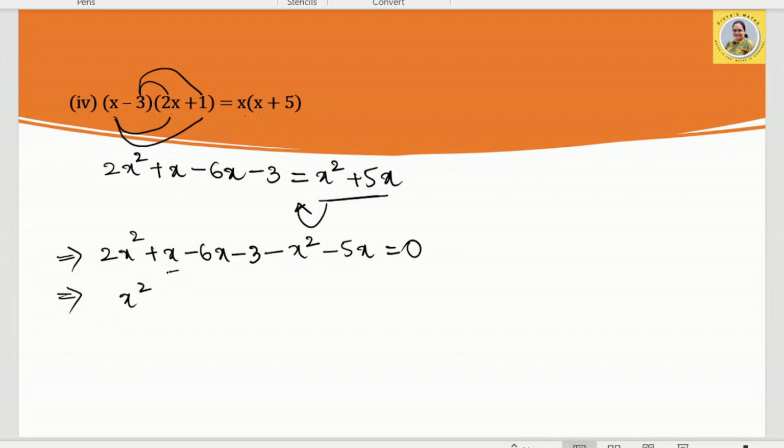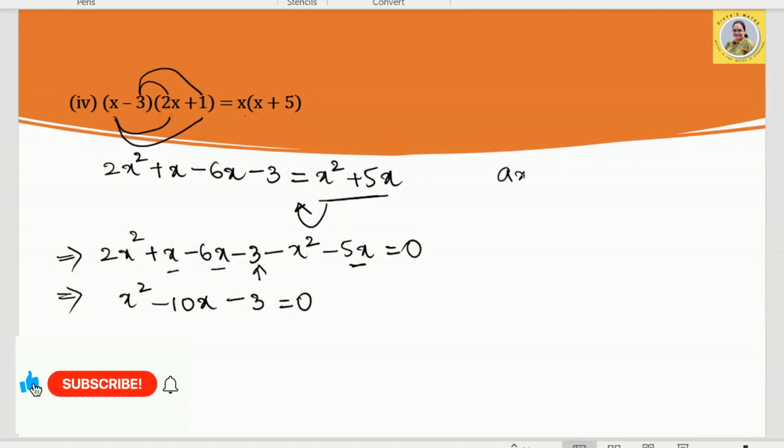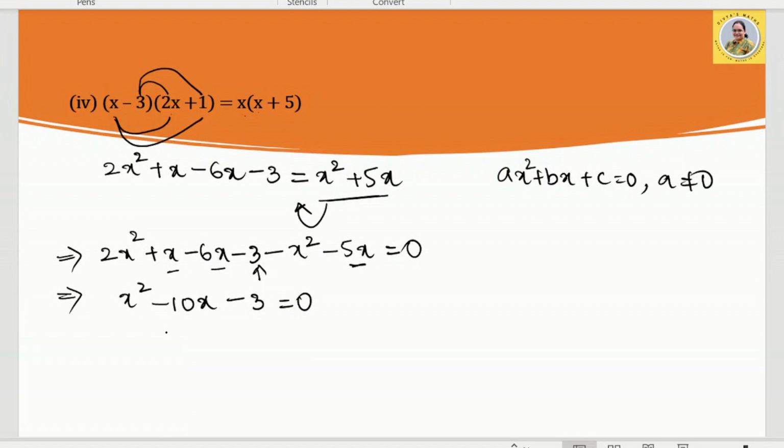And x terms you have this one, and this one. So let us add them, which is minus 10x. And then constant terms you have only minus 3. So write minus 3, which is equals to 0. Now let us compare it with the general form, which is ax square plus bx plus c is equals to 0, where a should not be equals to 0. Yes, it is in the form of a quadratic equation, right? So hence it is a quadratic equation.